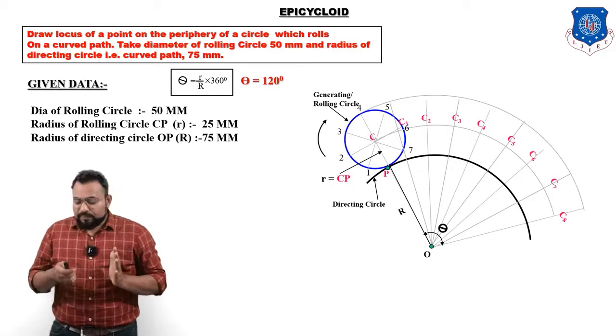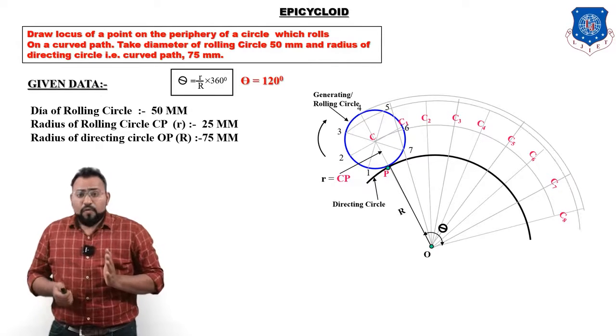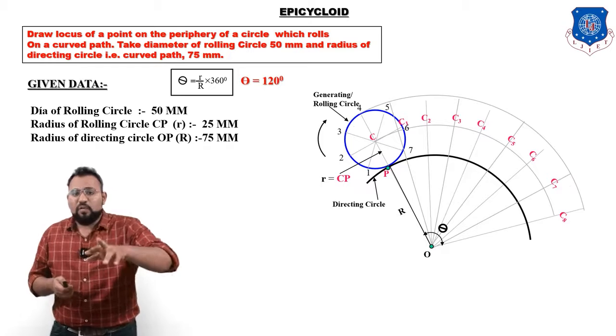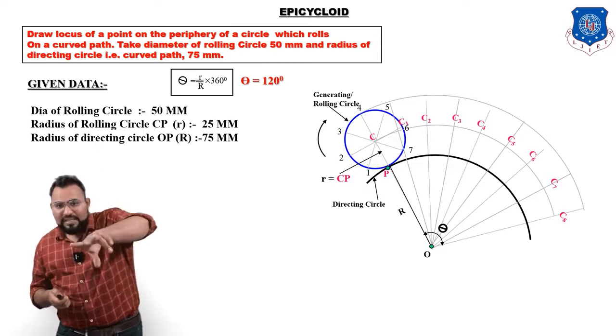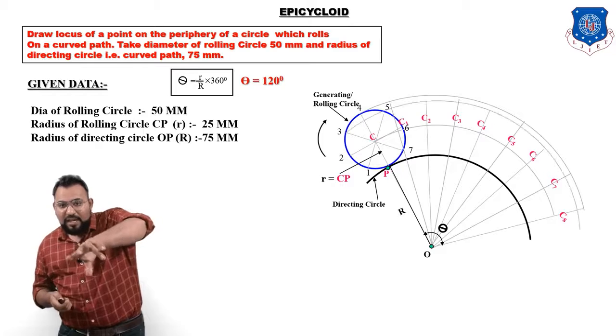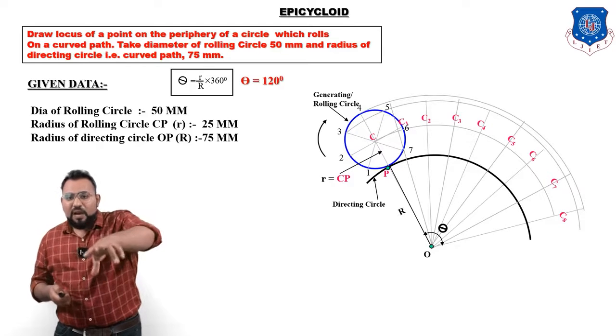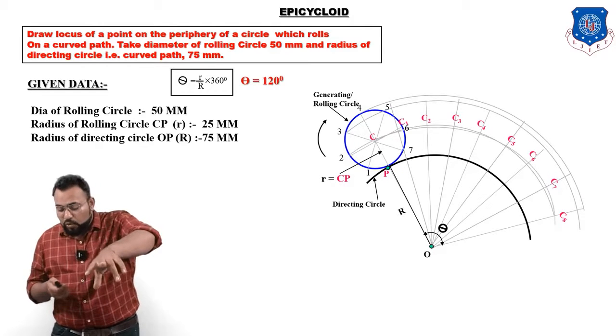Now from point 3, what will we do? Take a distance equal to O23 and put an arc up to angle 120 degrees. Now again take a distance equal to O22.